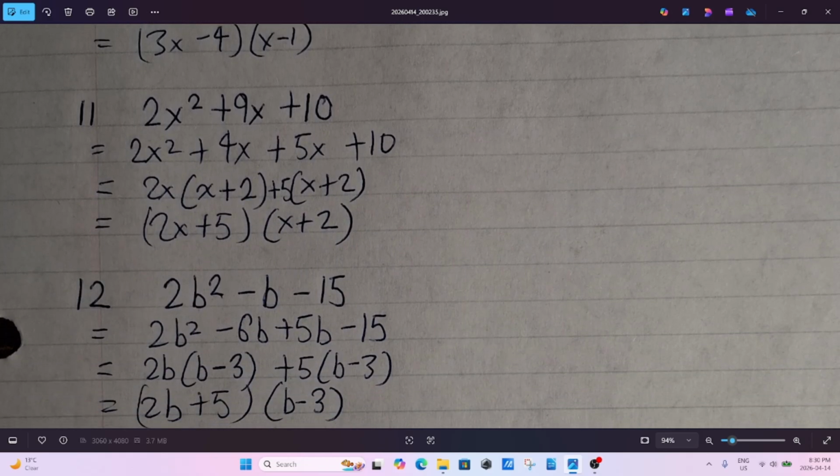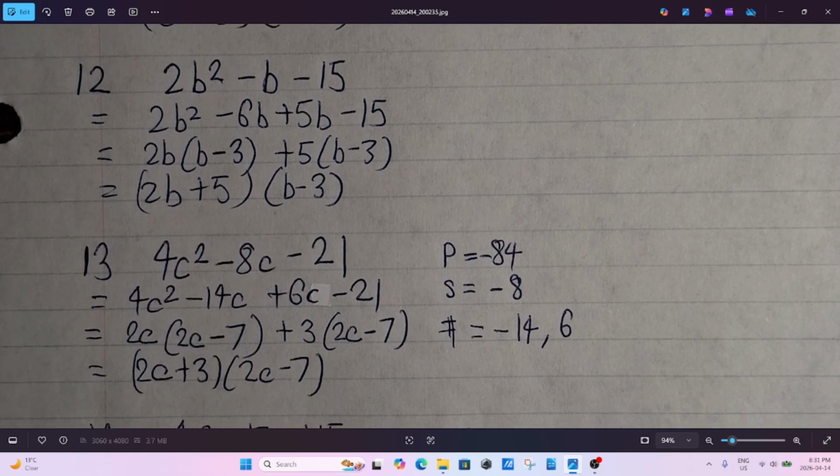Question 11. 2x squared plus 9x plus 10. So we can split the 9x into 4x plus 5x. So that is equal to, and then we factor out 2x from the first two terms and a 5 from the last two terms. So that is equal to 2x plus 5 times x plus 2.